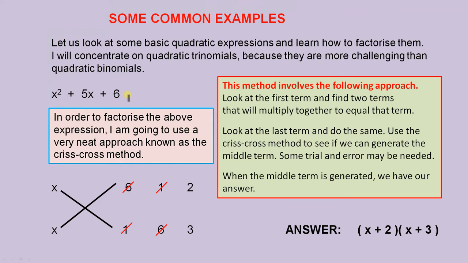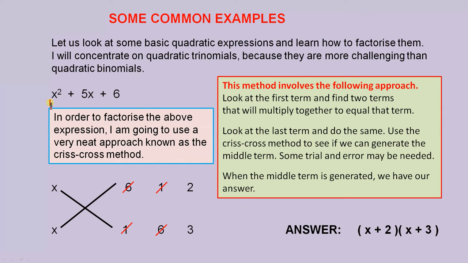In order to factorise the above expression, I am going to use a very neat approach known as the crisscross method. This method involves the following approach. Look at the first term and find two terms that will multiply together to equal that term.